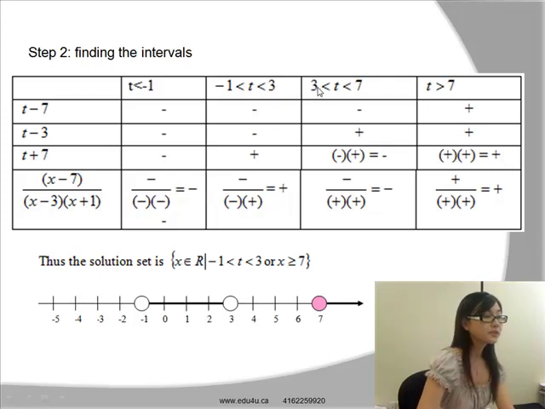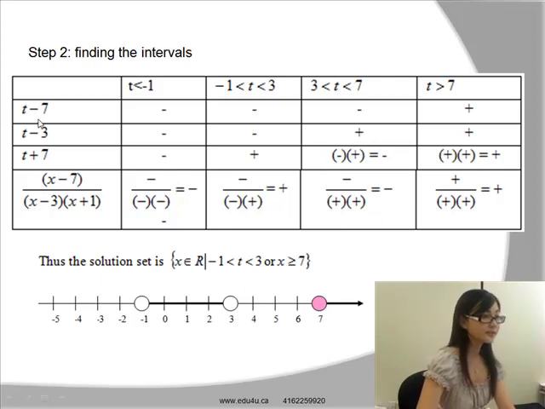For the third range, t is less than 7 but bigger than 3. When we plug into the first, we get a negative value. Second one, we get a positive value. Third one, we get a negative value. Negative divided by two positives equals a negative. So this is not good because we want a positive value.